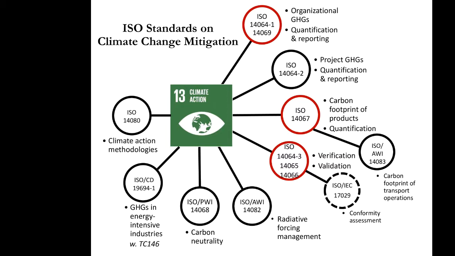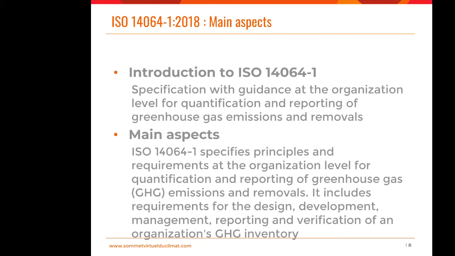So the 14064-1 is a standard about specification and guidance for an organization, at organization level, to quantify and report greenhouse gas emissions and removals. So basically, it's how to quantify and communicate GHG footprint at organizational level. So I'm assuming that a lot of people are really familiar with the GHG Protocol, which is another private standard, and ISO 14064-1 is the ISO standard on this topic.